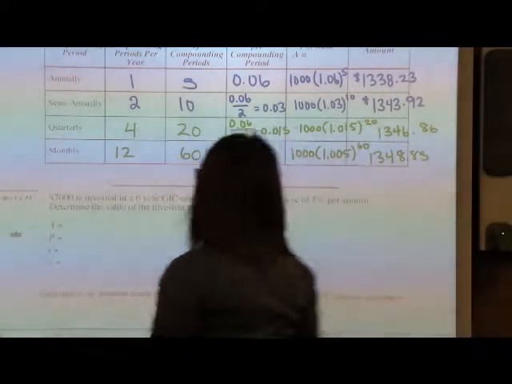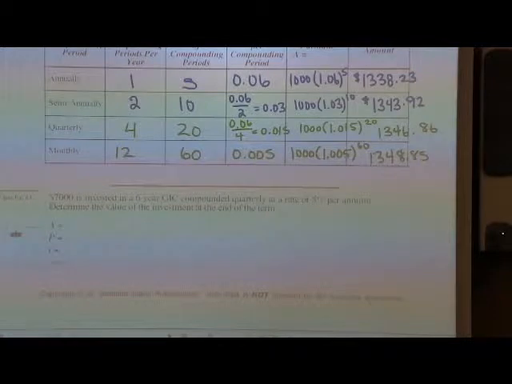Okay, $7,000 invested in a 6-year GIC, compounded quarterly at a rate of 5% per annum. Determine the value of the investment at the end of the term. If I write down all of the variables from my formula, sometimes that helps me set it up and figure out what it is that I'm looking for.